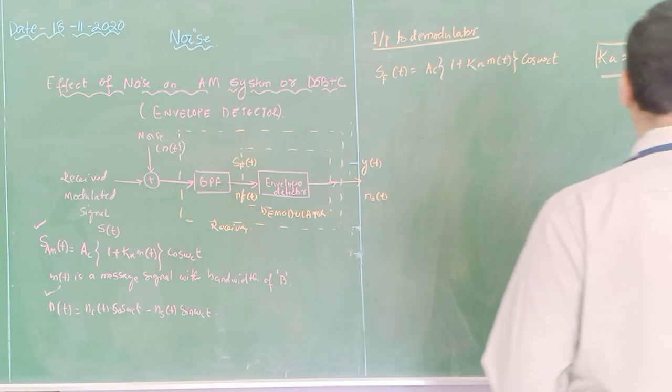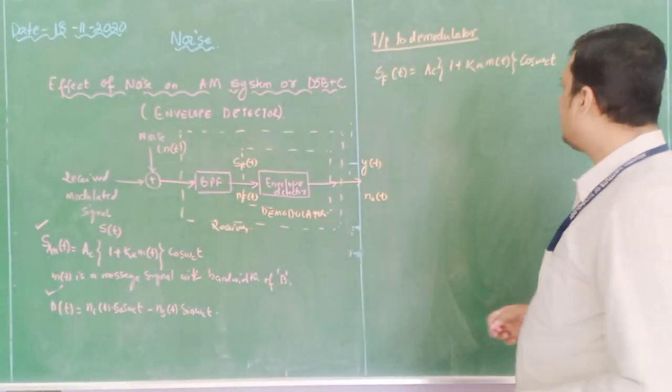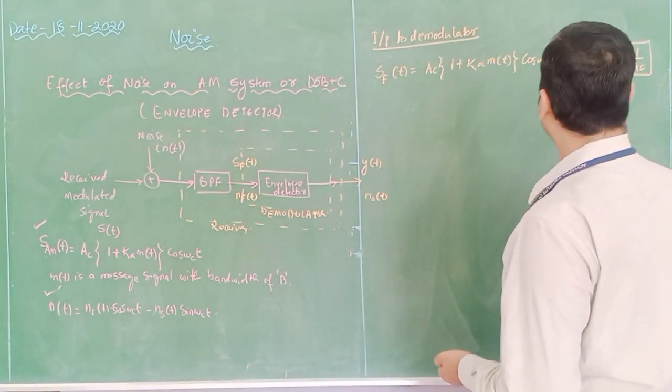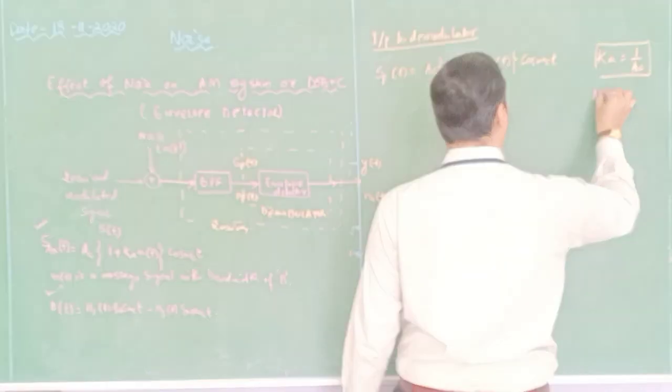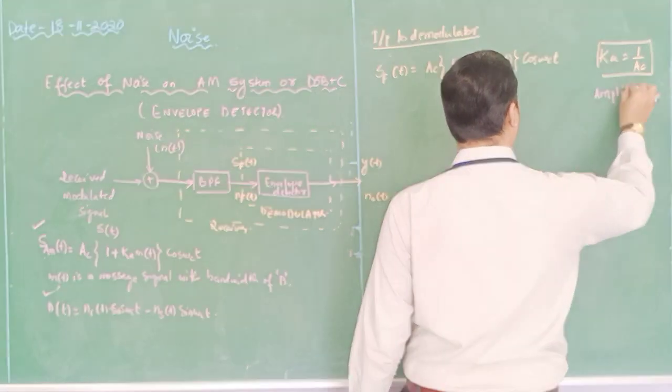Okay. So Ka is equal to 1 by Ac. So this is called our amplitude sensitivity.